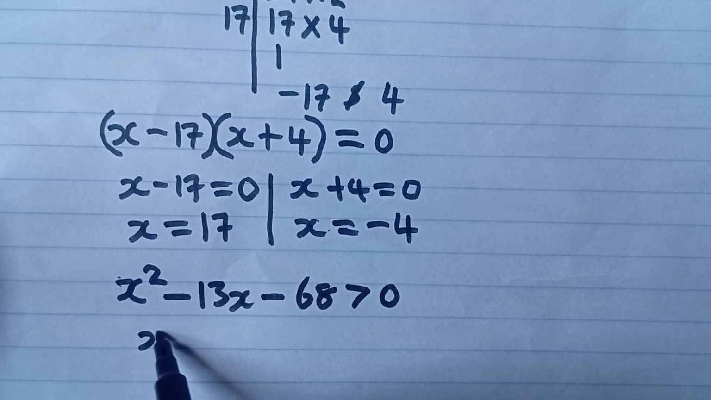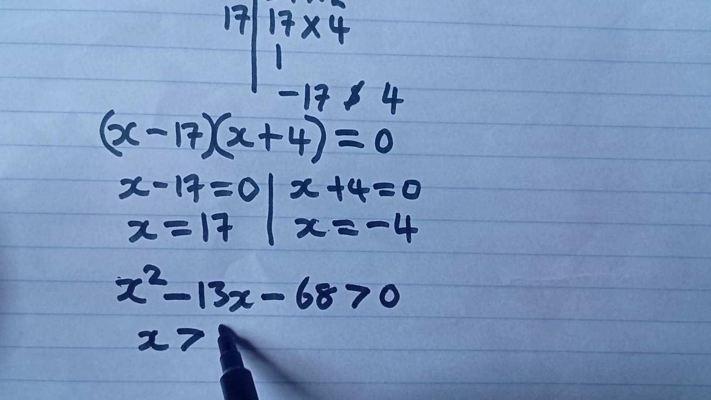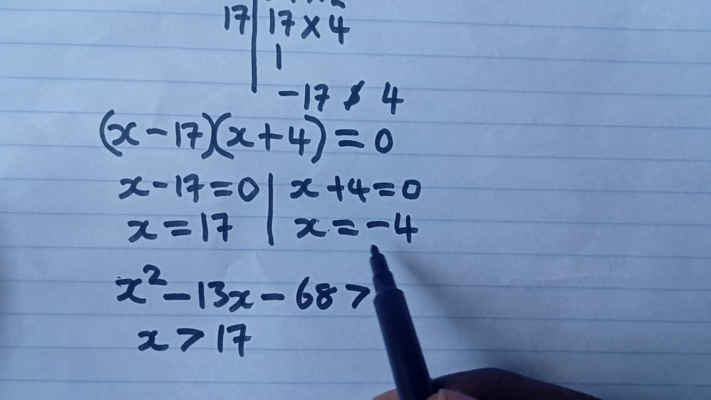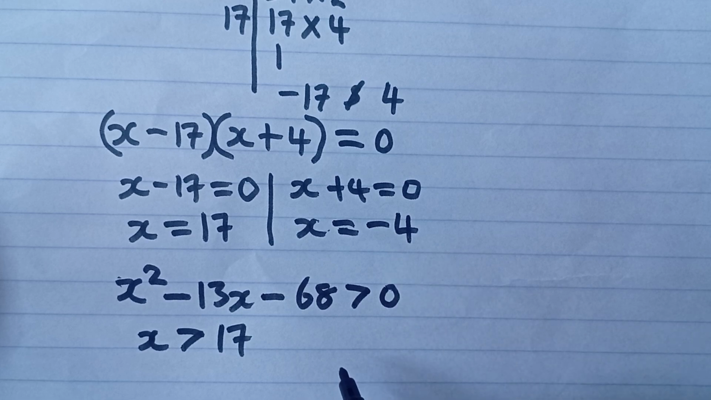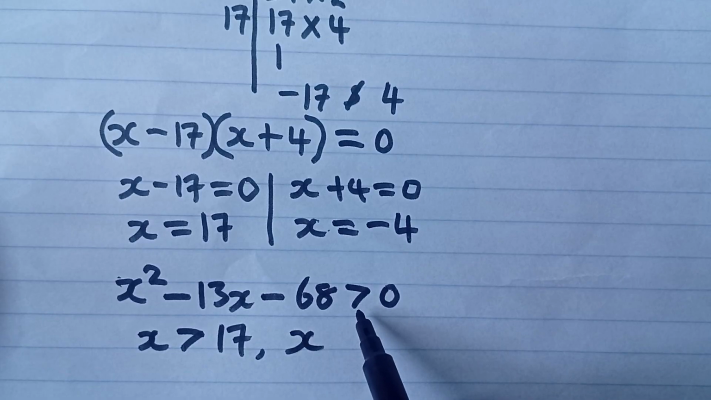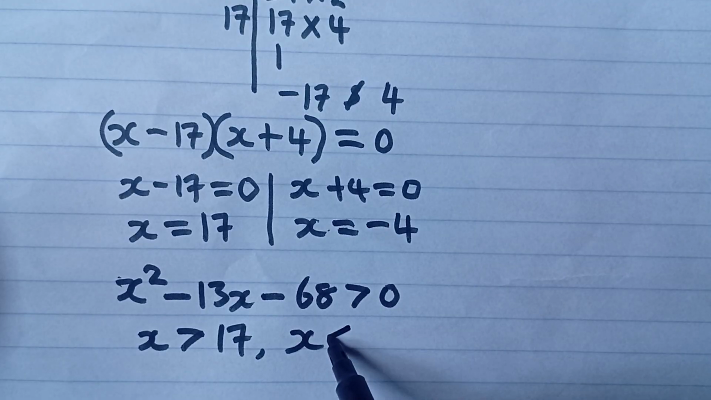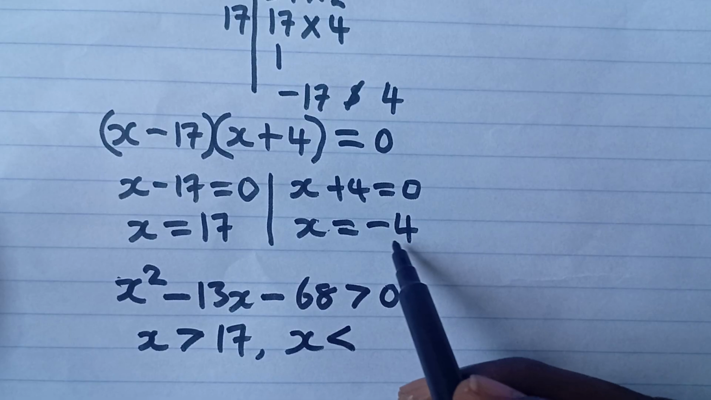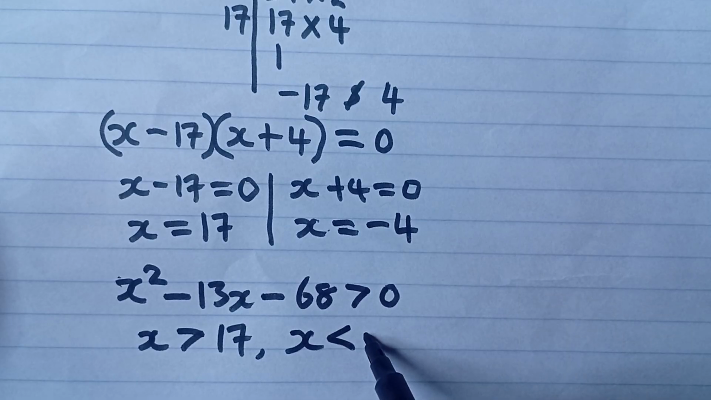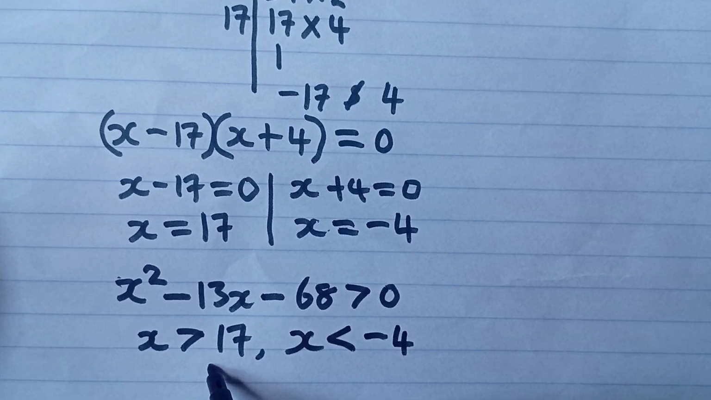So we're going to take this original sign in the question and assign it to the higher value, 17. So we'll have our first solution as x is greater than 17, because 17 is higher and the original sign is greater than. For the second solution, we take the reverse sign, less than, and assign it to the lower value, negative 4.